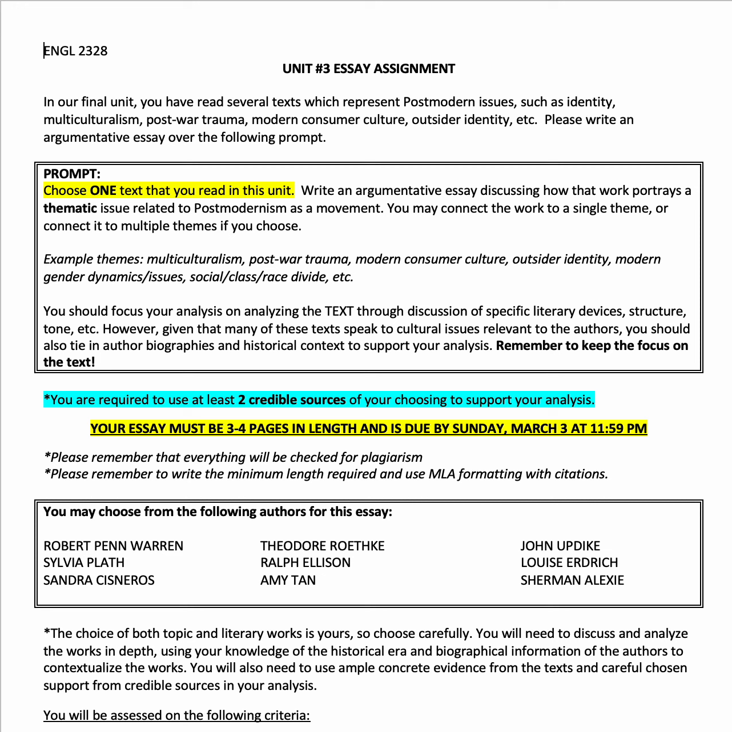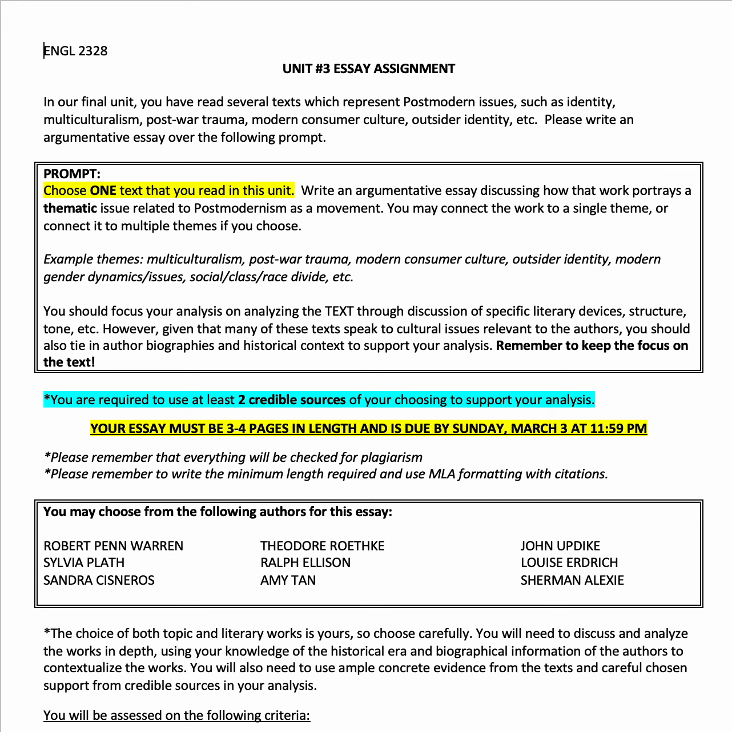You do need to have two credible sources for your analysis in this essay. Again, those should be websites that are things like .edu or PBS or something like that. Things like gradesaver.com are not credible sources.